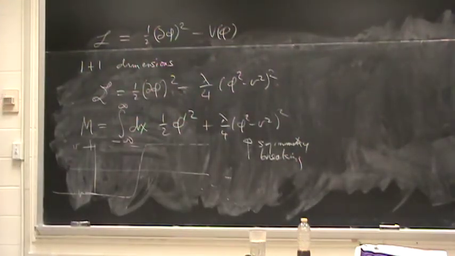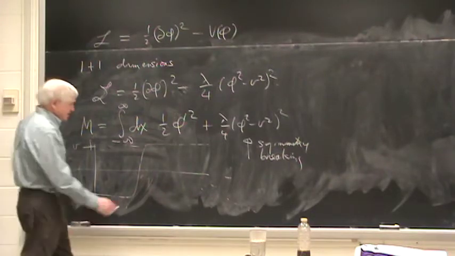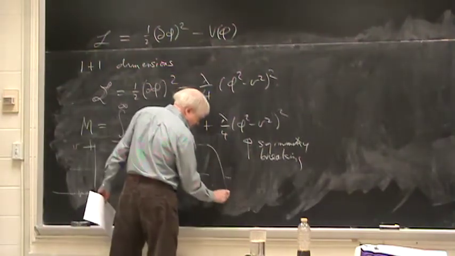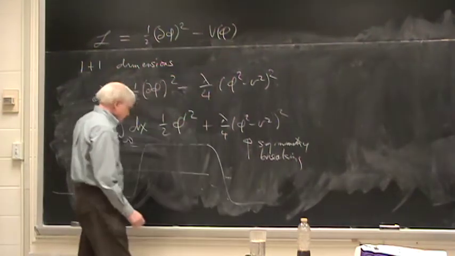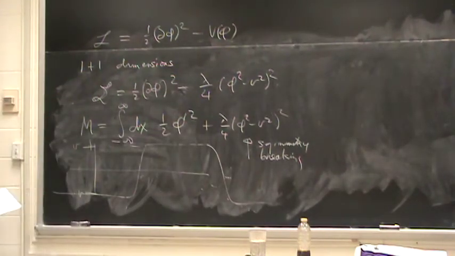These configurations are called kink and anti-kink configurations. This is a kink. That's an anti-kink, and you could have a finite energy configuration with an arbitrary number of kinks and anti-kinks.